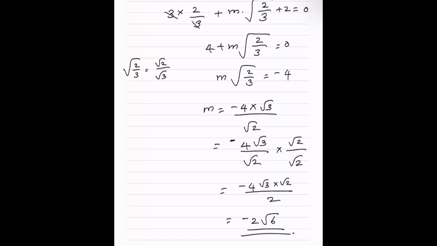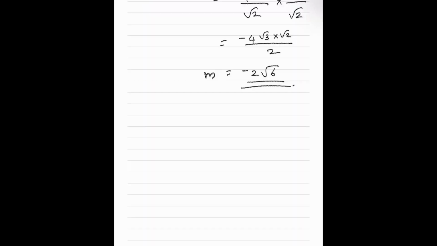So what is the value of m? m is negative 2 root 6. Question is, if 3 and negative 3 are solutions of the equation ax square plus bx minus 9 equal to 0, find the values of a and b.